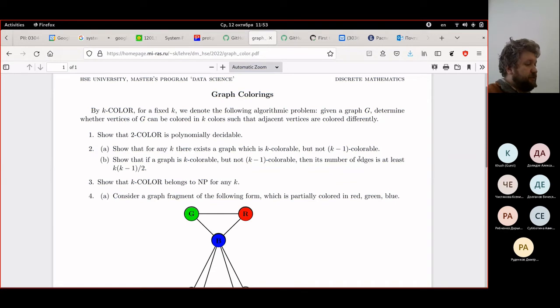Okay, now problem two. Show that for any k there exists a graph which is k colorable but not k minus 1 colorable. We'll solve problem 2a, and problem 2b will go for the next class. It's not so easy. What graph is k colorable but not k minus 1 colorable?